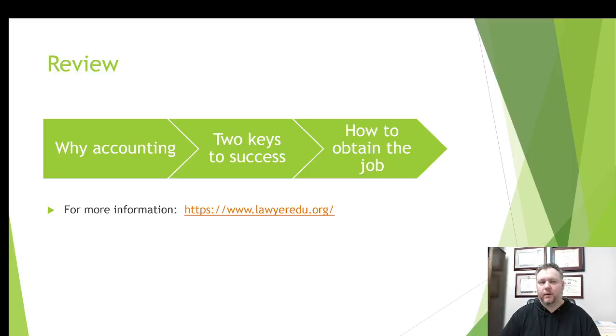They review the main points, which were why they want to go into the field, two keys to be successful, and how to obtain the job. I see here they actually have a typo. For some reason, they put accounting, and they were talking about being a lawyer. And then they tell people where to go for more information, right? So again, very clean, very simple.